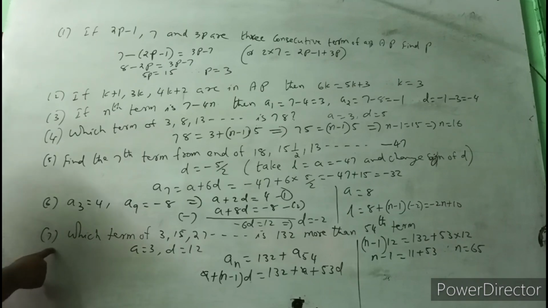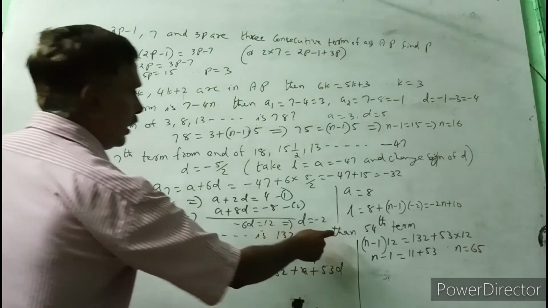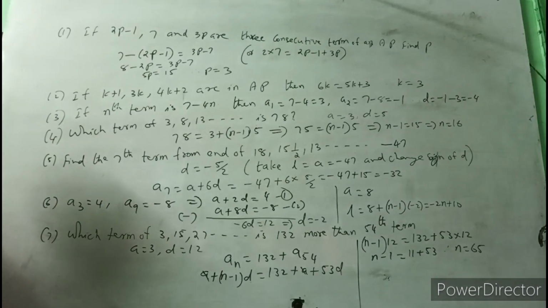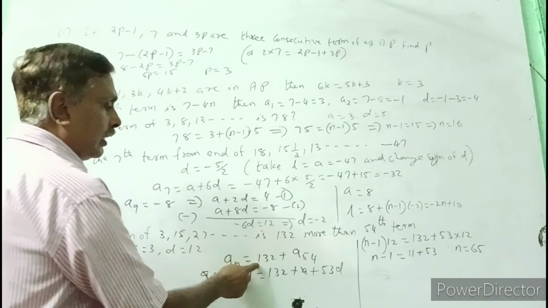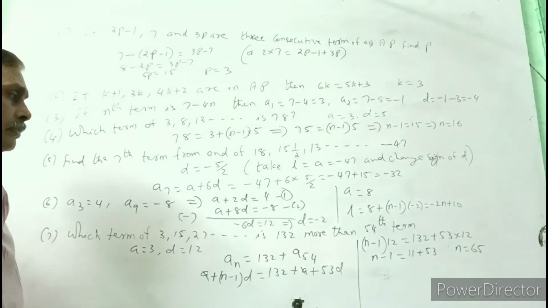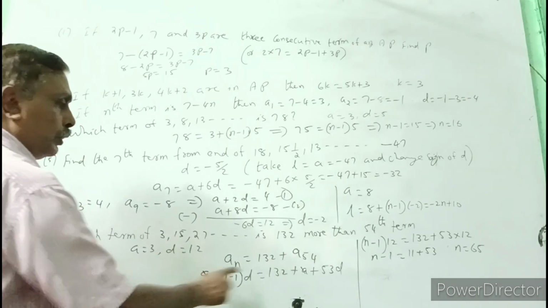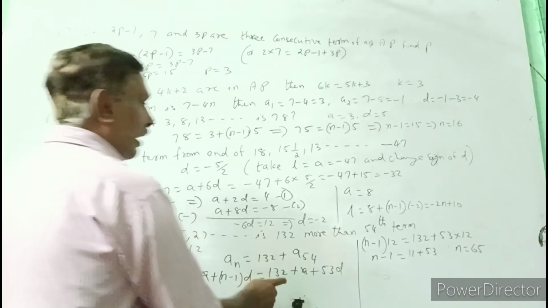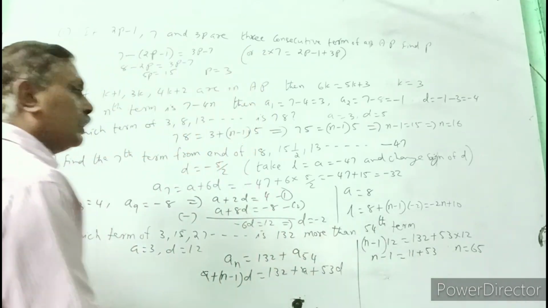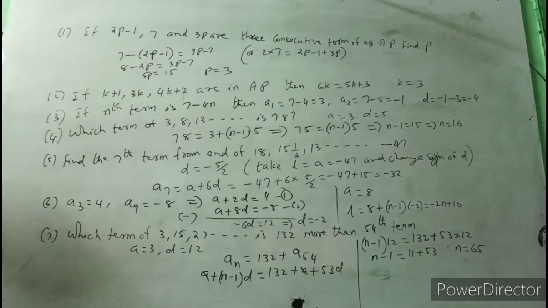Now one more type of question: which term of the sequence is 132 more than the 54th term? Here a is given, d is given, so we will take the nth term, that is an, as 132 more than a54. I use the formula and a, d, everything, and a directly gets cancelled. So after putting d, you will get n = 65. That means the 65th term is 132 more than the 54th term. These types of questions are very important. Usually 1 or maximum 2 mark questions come from here.